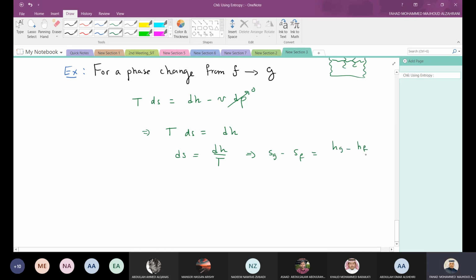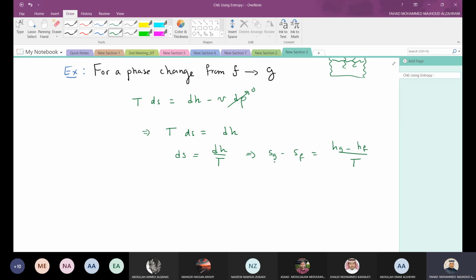Hg minus Hf divided by T. If you go to the tables and go to any temperature, for example, in a phase change, if you take the difference of the enthalpy and divide it by temperature, you will get the change of the entropy. So you can double check your calculation. This is how the entropy is calculated, even in the tables. This is how it is evaluated.